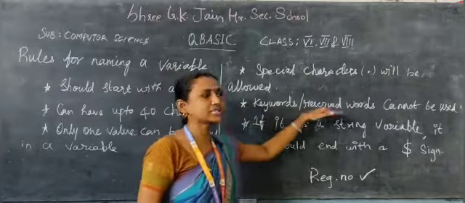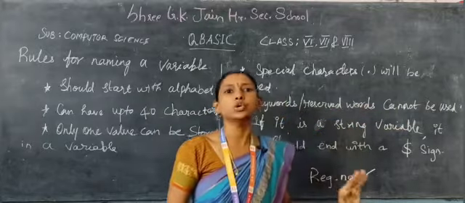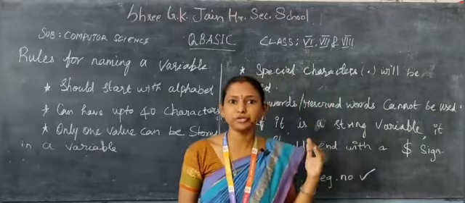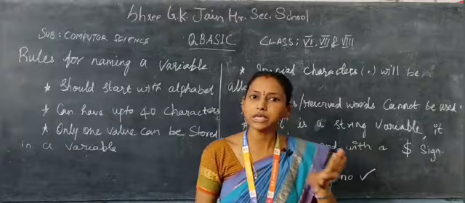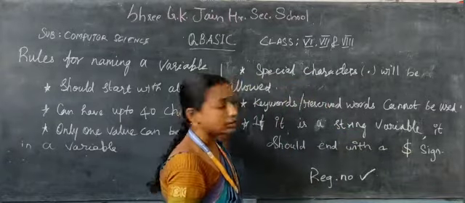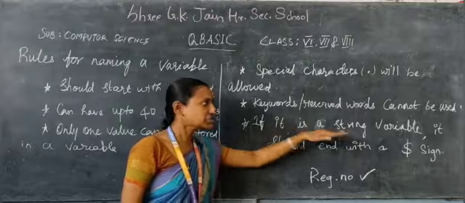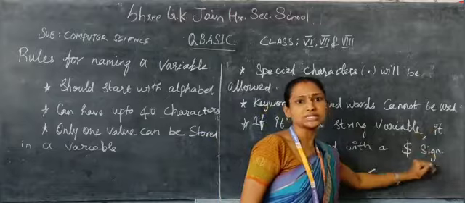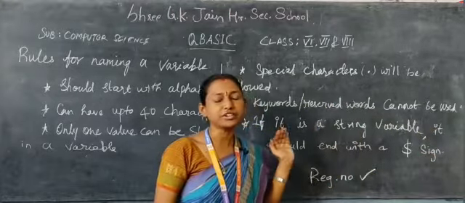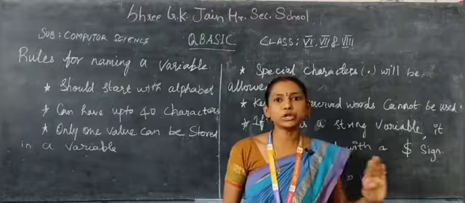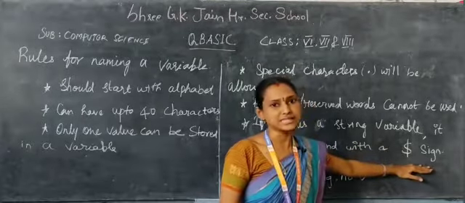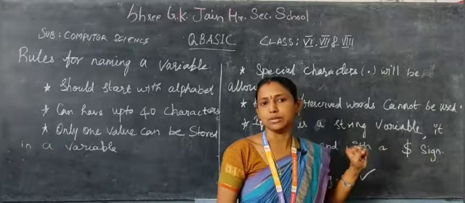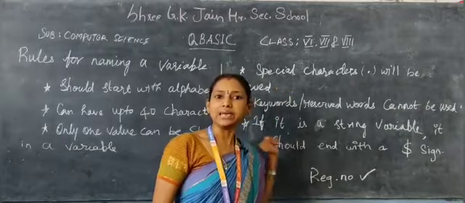Next, keywords or reserved words cannot be used. As I told you before about the keywords, like no, if, or em, these keywords cannot be used as a variable. And if it is a string variable, it should end with a dollar symbol, dollar sign. If it is a numeric variable, we need not give the dollar symbol. But if it is a string variable, we should give this dollar symbol at the end. So these are the rules for naming a variable.